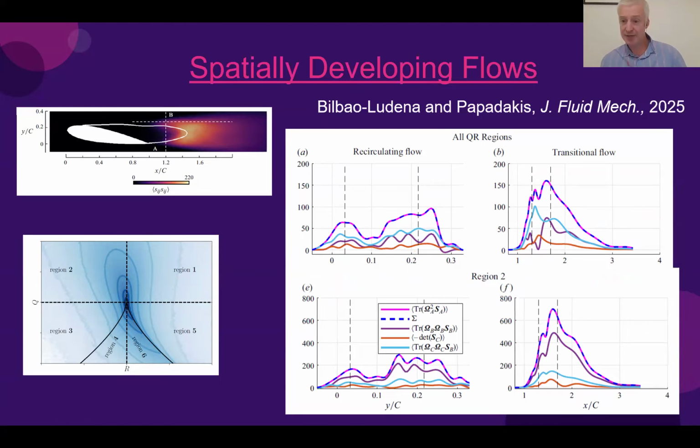And if we look at the same for entropy production, again, we've got the recirculating flow, the transitional flow, all QR regions, and again, this time region 2, because that was the one that was dominating. And you can again see there's some difference here, where again, in region 2, it's the normal dynamics, omega B, SB, that's dominating. But when we look at all QR regions combined, we get a dominance again from this interaction term, this shear-induced vorticity being produced by the normal straining.